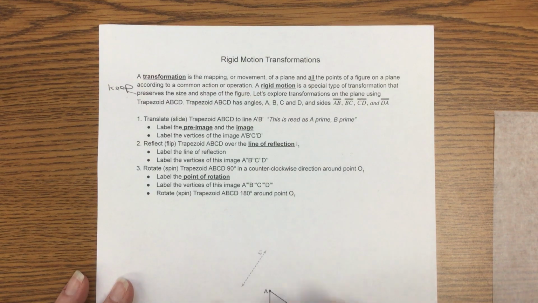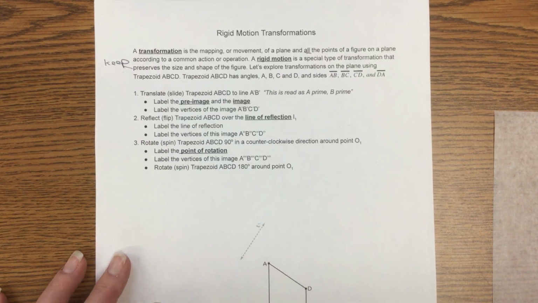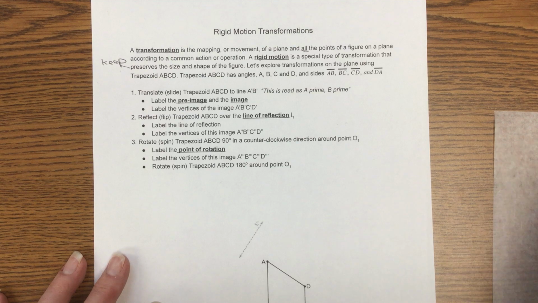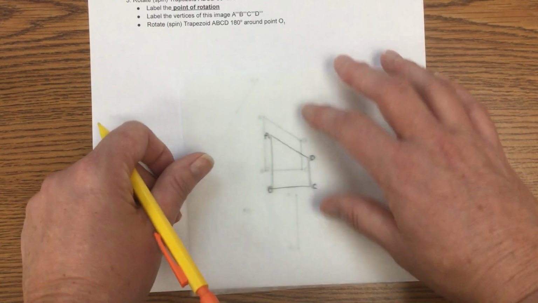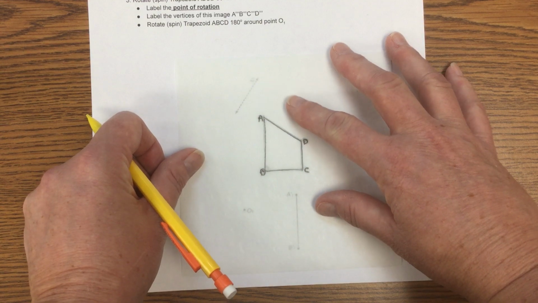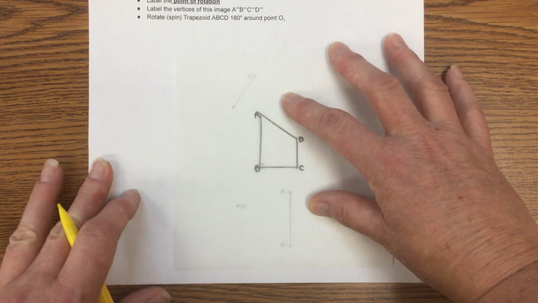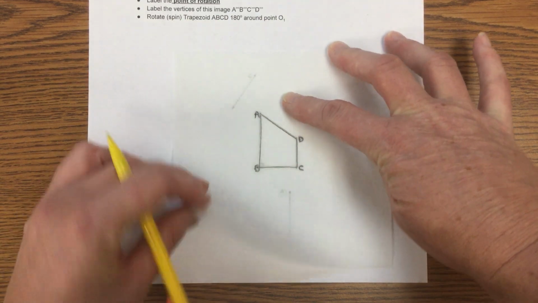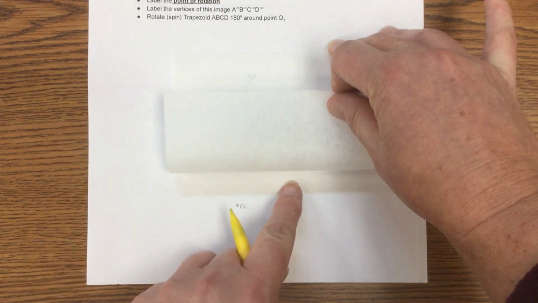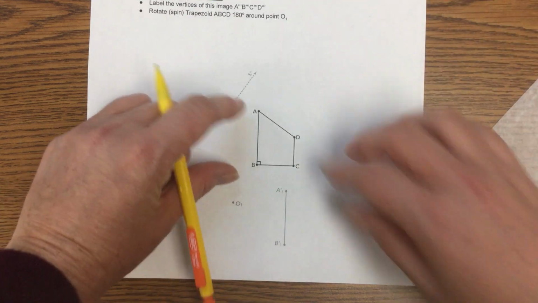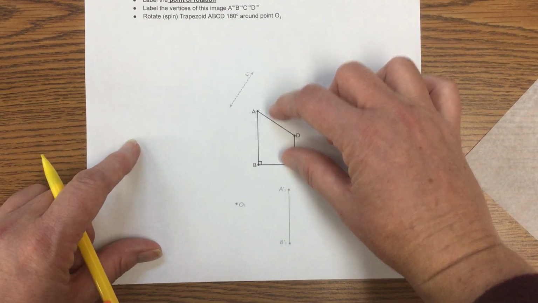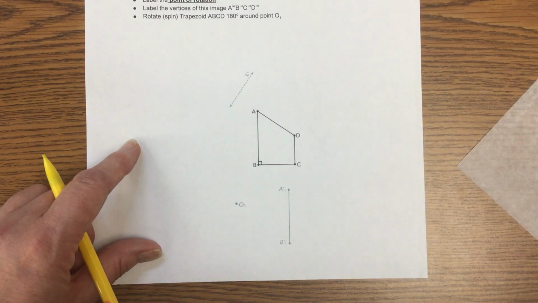So the first movement that I'm going to perform here is a translation or slide. So I'm going to go ahead and place my patty paper over the original trapezoid. Now the location that I'm going to translate it to is down lower and a little bit to the right on the paper. So I'm going to be translating this entire image down and to the right.